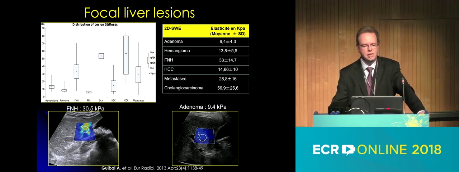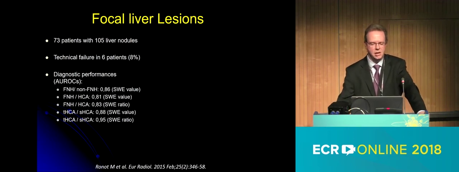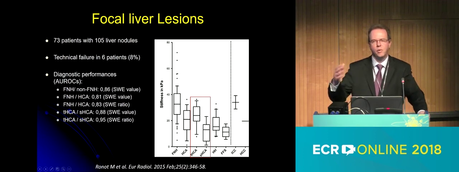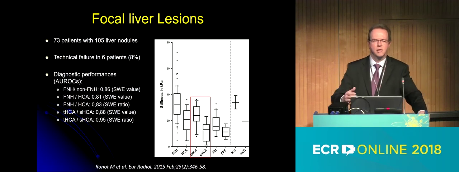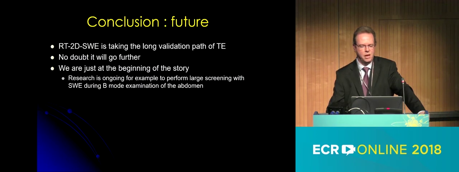Even more interestingly, Maxime Renaud in 2015 found, again, that FNH was stiffer than adenoma, but also that we could distinguish between telangiectatic adenoma and steatotic adenoma because they have different stiffness. So there is probably a new tool to add to the others, like contrast-enhanced ultrasound, Doppler and so on, to have an opinion about focal liver lesions.